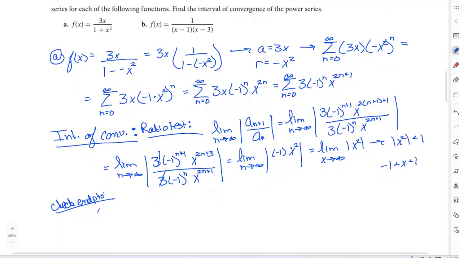So let's plug in x equals negative 1, and then we'll plug in x equals 1. If I plug in negative 1, I'm looking at the sum from n equals 0 to infinity of 3 to the negative 1 to the n times negative 1 to the 2n plus 1. Let's simplify that. If I add the exponents together, I'm going to get negative 1 to the 3n plus 1.